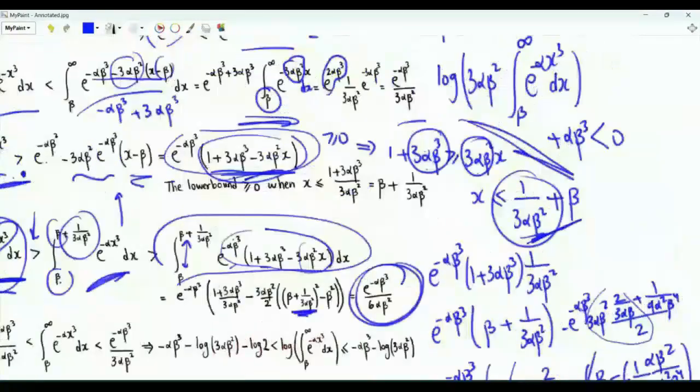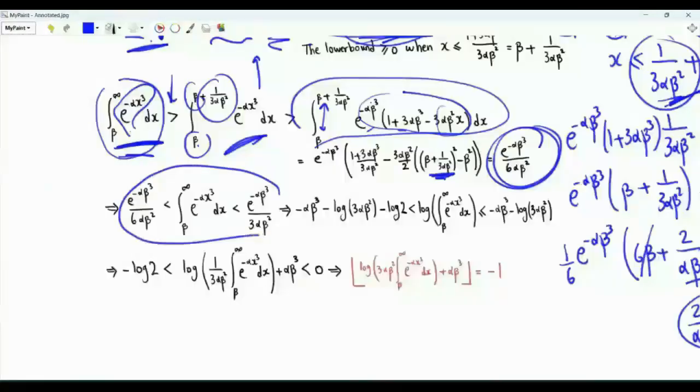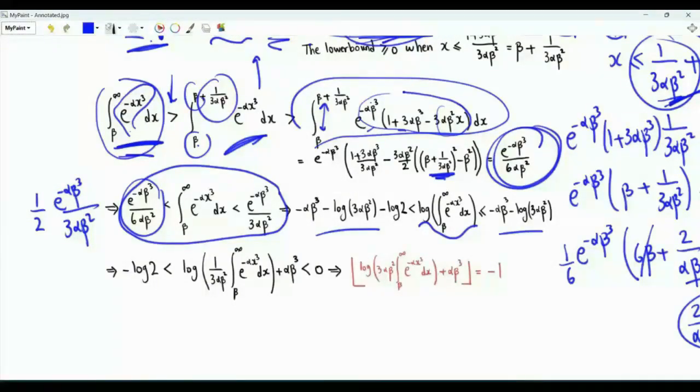Let's recall the upper bound. The upper bound is exactly the same, but we have 1/3. Now we have 1 over 6. Here are both bounds. We can write down the lower bound as 1/2 e to the minus alpha beta cubed over 3 alpha beta squared. Apply the natural logarithm to all sides. We get the logarithm of the integral. Here and there, we get minus alpha beta cubed minus the logarithm of 3 alpha beta squared.